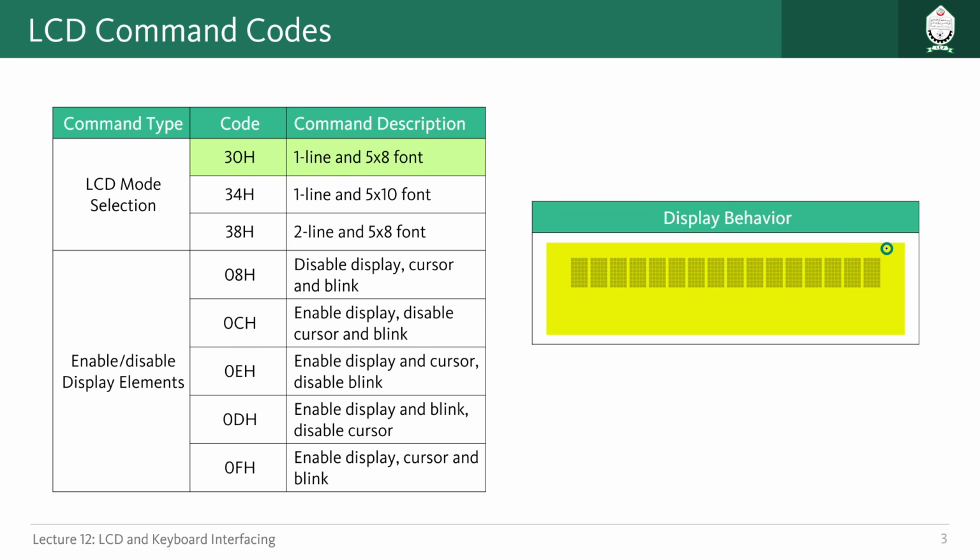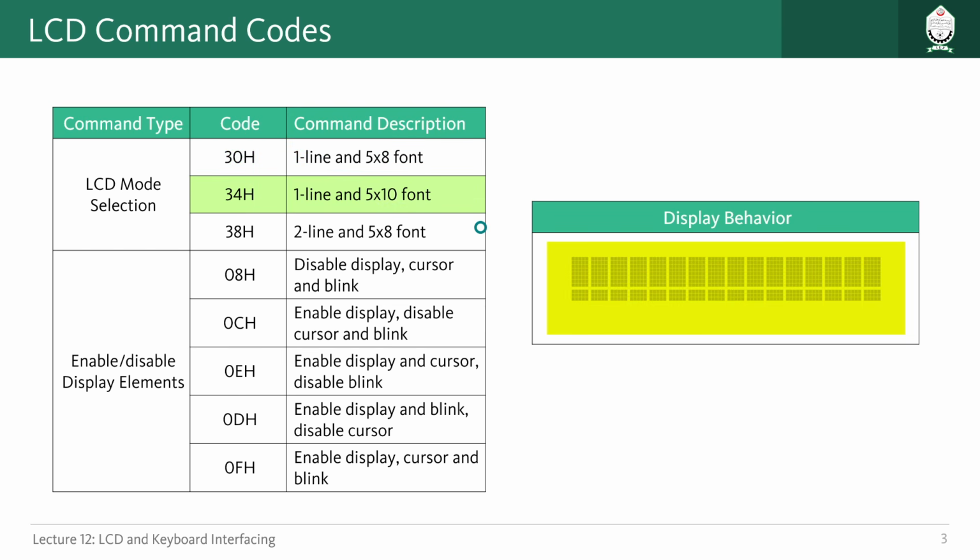This kind of LCD mode is where we stick to only one line, and each of the characters will have 5x8 font. If you count them, you will see that we have 16 different characters that can be shown here. 1 2 3 4 up to 16, and we can have 2 lines like that if we want, but here we have only selected one line and 5x8 font.